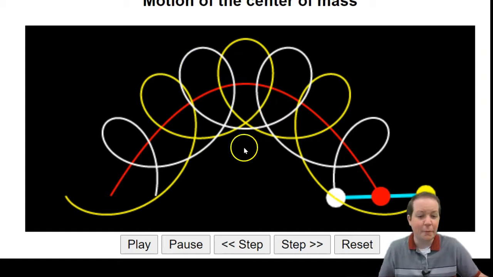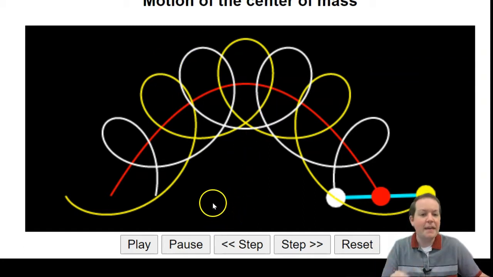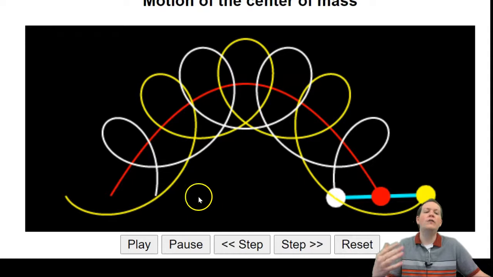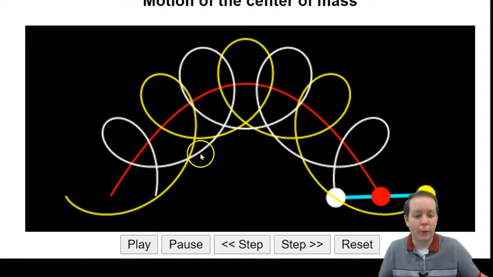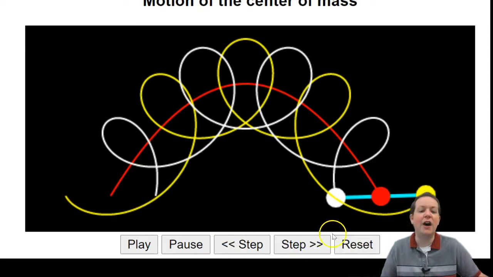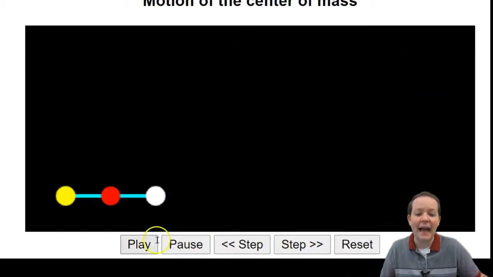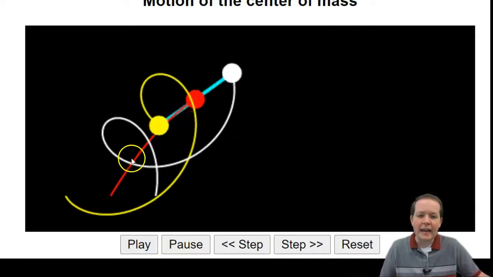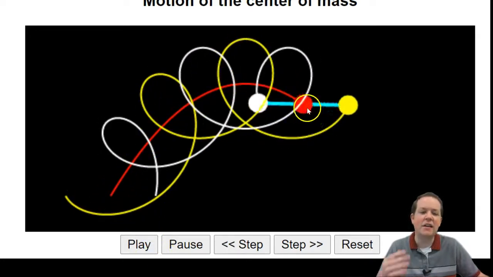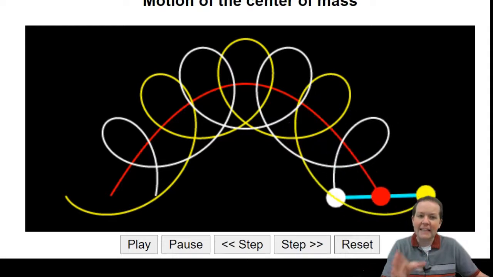I haven't seen this kind of motion. But the AP exam might say, calculate, I don't know, the acceleration, or what is the acceleration of the center of mass. The center of mass is right in the middle. That's this red sphere. Watch the red sphere. Its center of mass follows that classic parabola. That is accelerating at 9.8 meters per second squared downwards.